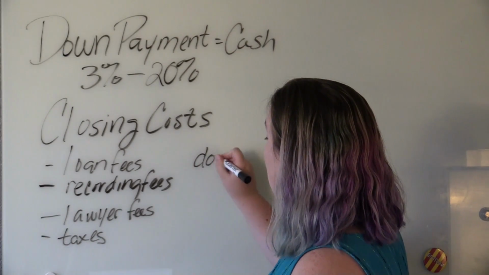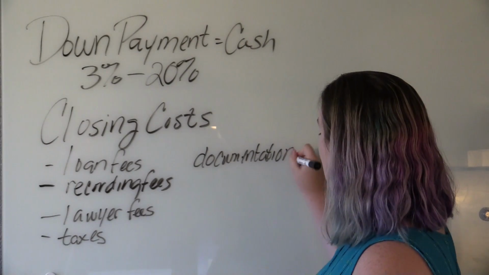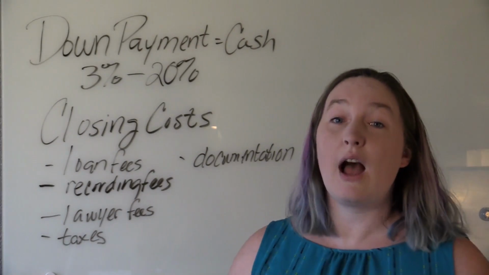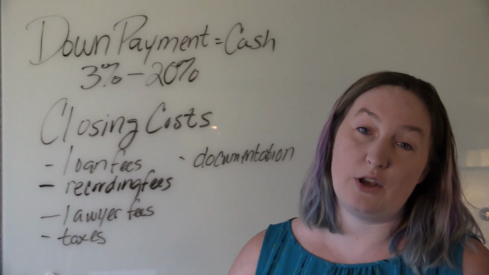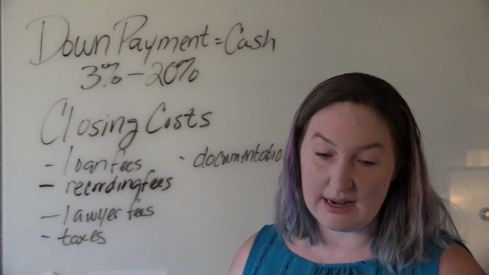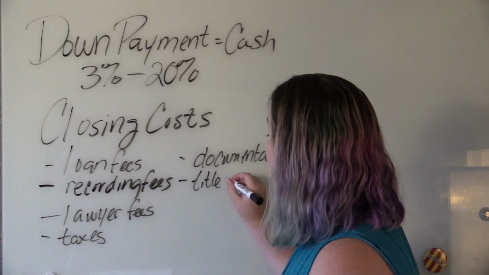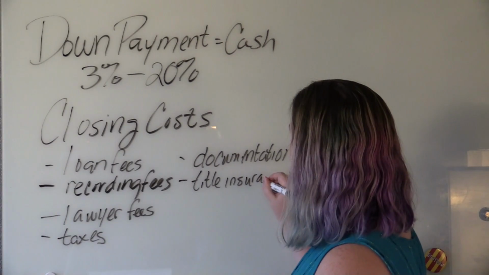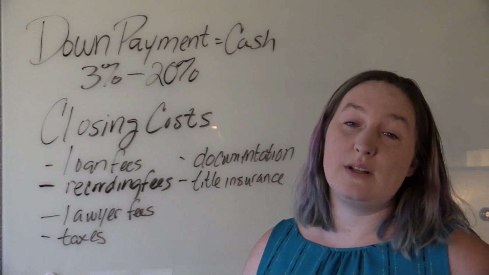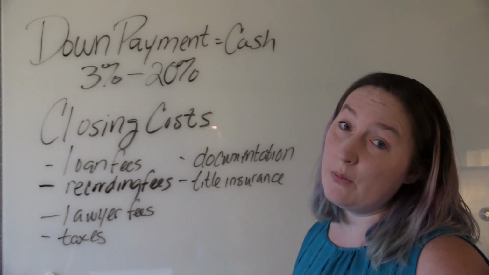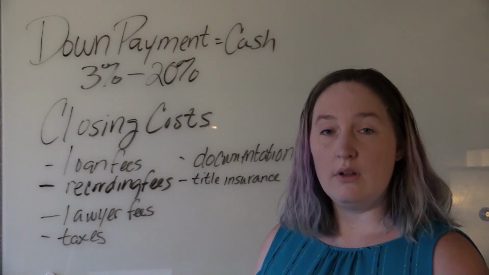Documentation charges. So these are kind of like recording fees, but they can be just miscellaneous to different departments. Depends on where you are and where the house is located, those kind of things. So you will see those. Title insurance is a big one. Title insurance just covers you in case there's something wrong with the title that wasn't caught during the closing process. So it's super important to have it, but it is one of those little extra closing things.